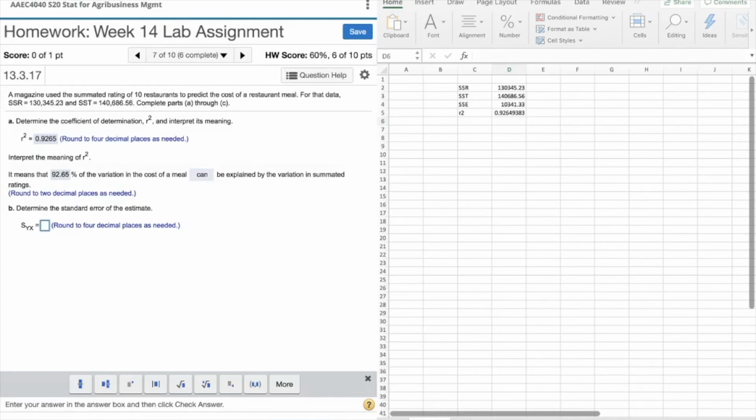Okay, next part, to calculate SYX. According to our notes, SYX is equal to the square root of the SSE over n minus 2. Here we know that n is equal to 10 because there are 10 restaurants, and n minus 2 is equal to 8. So SYX is equal to the square root of the SSE over 8. Okay, we get the answer.